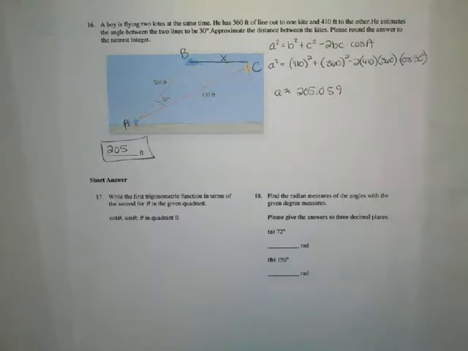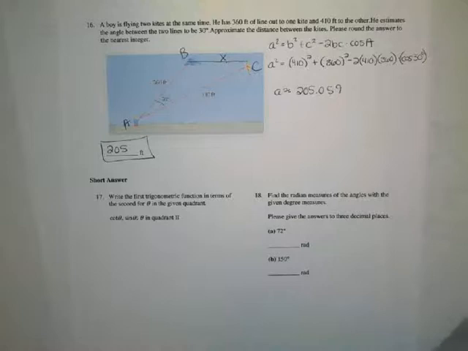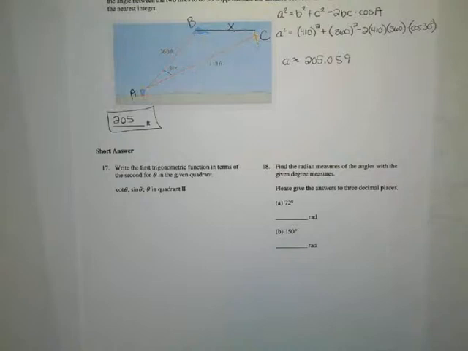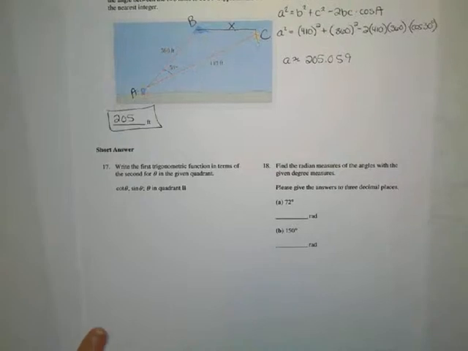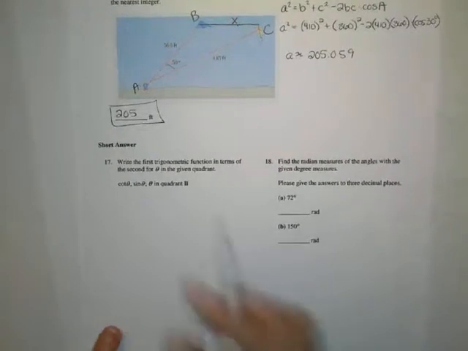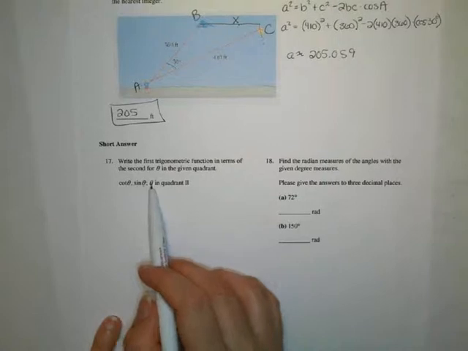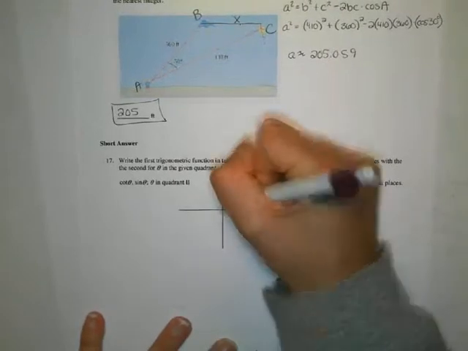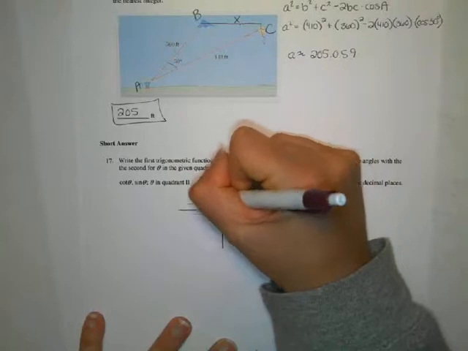Okay. Number 17. Write the first trigonometric function in terms of the second for theta in the given quadrant. So it says the cotangent of theta and the sine of theta, and theta is in quadrant 2. So if this is the case, quadrant 2 is over here, and here's lovely theta.